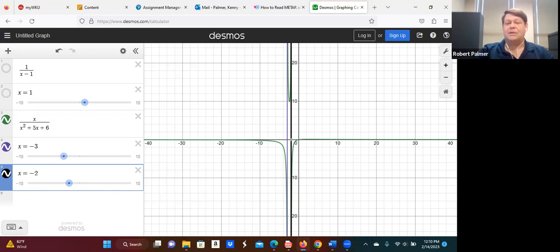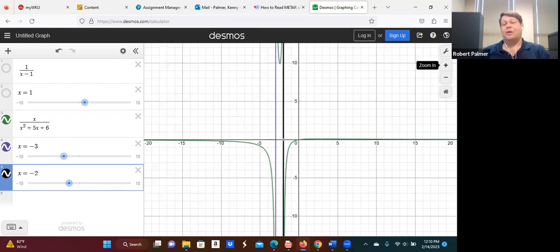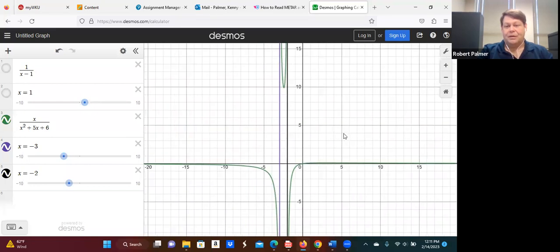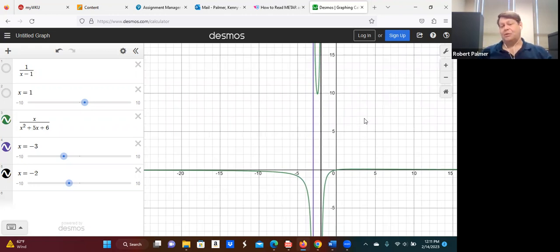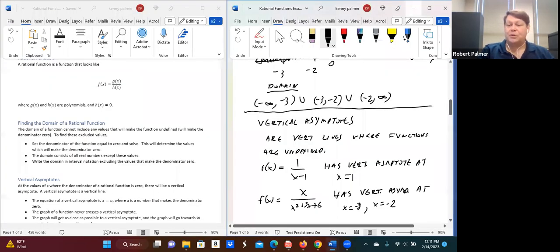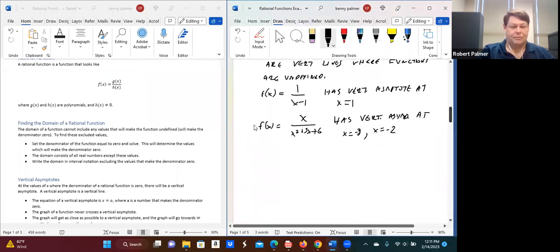That's what a vertical asymptote is. So anytime you have a value that makes a function undefined, there's a vertical asymptote there, and the graph will approach it asymptotically. That's why it's called that. It gets as close as possible without ever reaching it, and the graph will go toward infinity or negative infinity at the asymptote, and which direction it goes simply depends on the function itself. Okay, so those are an important part of rational functions to understand.